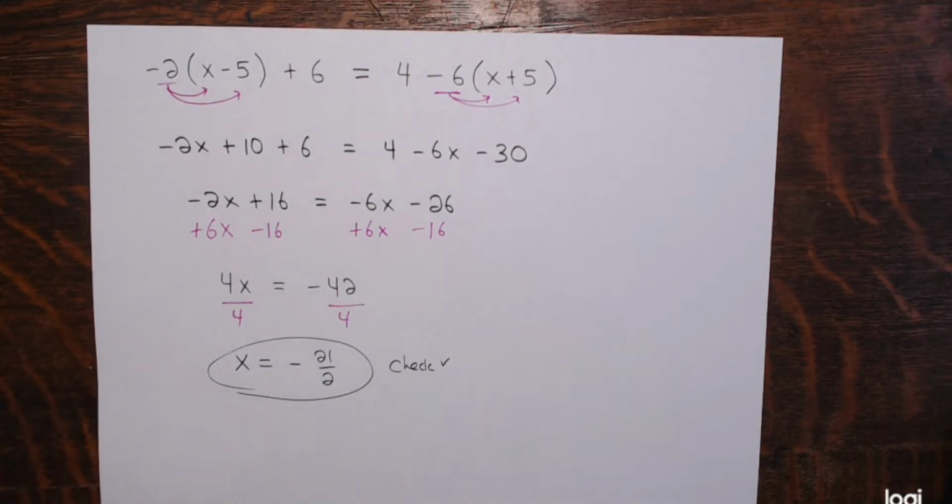Alright, and just some quick mental checking. I see that it works. I know I did everything right, and I'm seeing that it works. Again, I'll leave most of the rest of the checking to you. But yeah, negative 21 halves, or negative 10.5, however you want to write it, should work out.